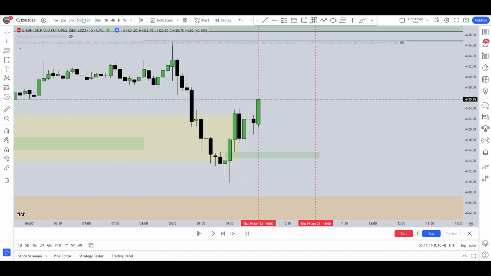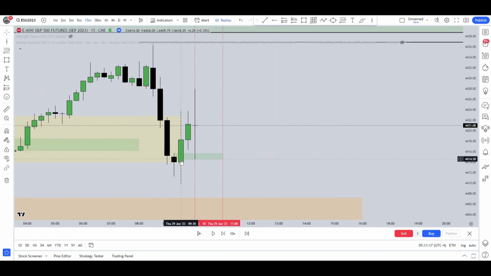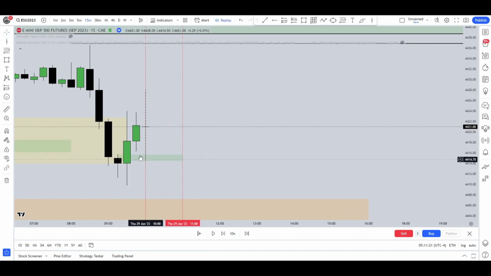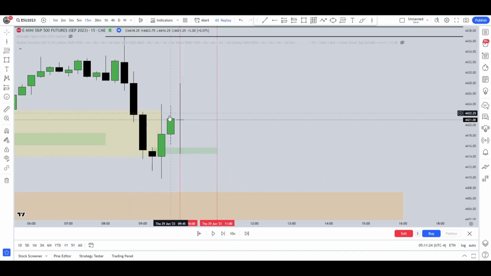And we also have a 15-minute fair value gap, if I remember correctly. Yeah, we also have that. So ideally, I would look to go down to this range and then buy, because we already had a market structure shift in the beginning here.